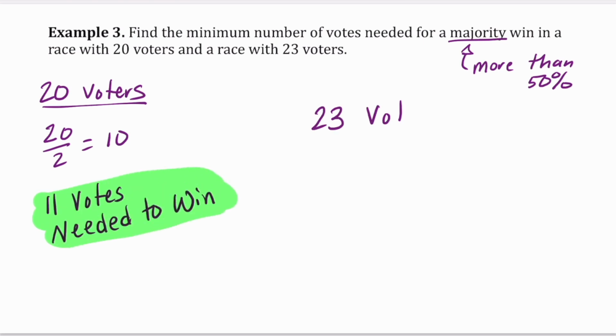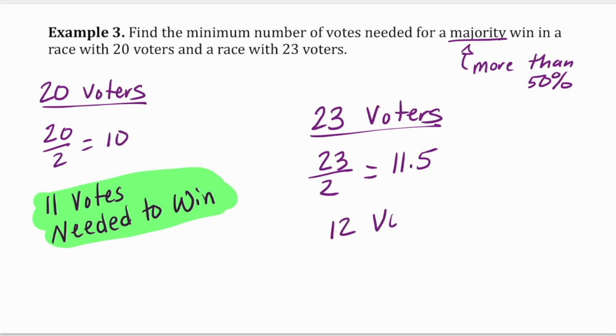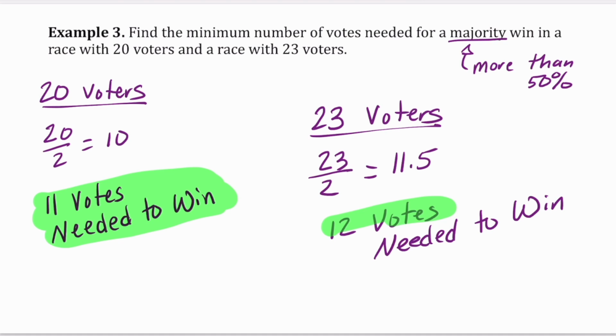If there are 23 voters, half of 23 is 11 and a half. That would be 50% of the voters. However, we want more than 50%, so we're going to round that up to the nearest vote, which would be 12 votes needed to win the election, giving you a majority of votes.